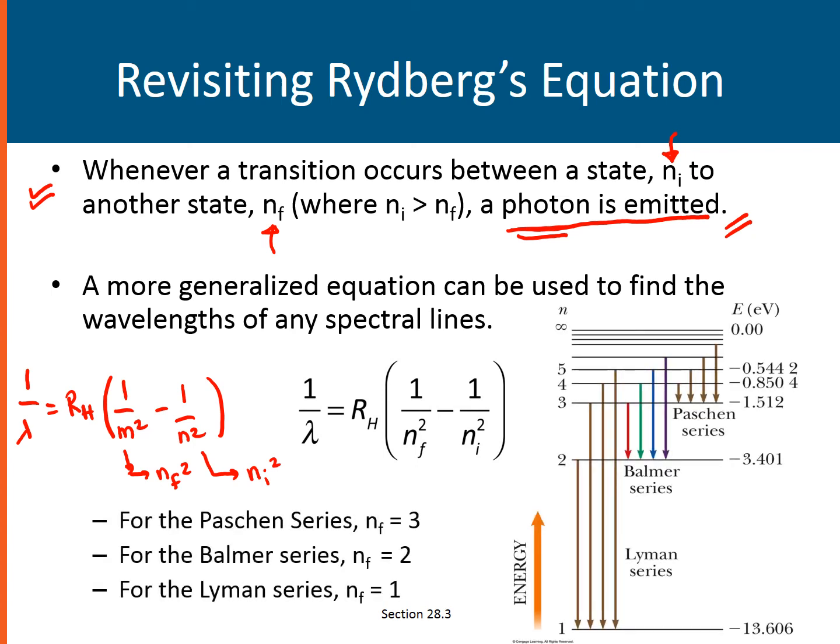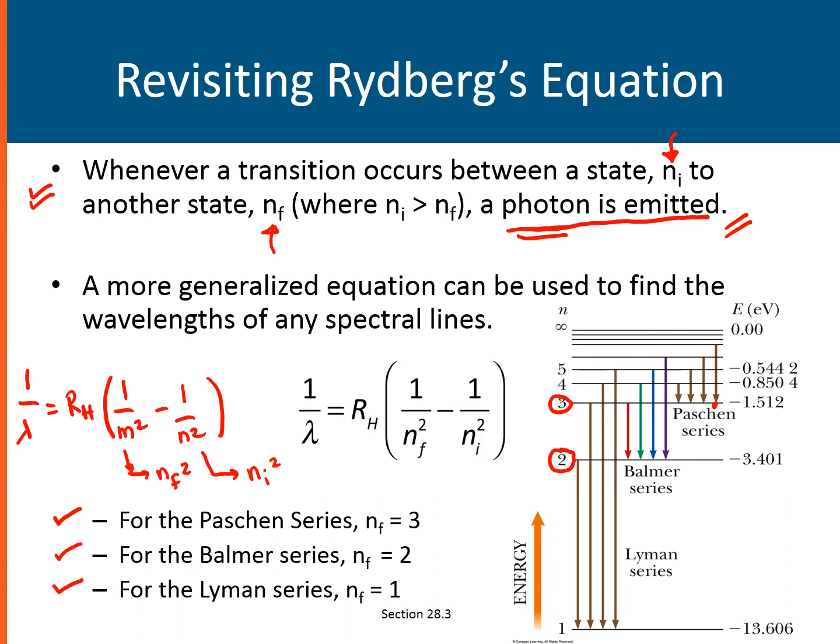And for the Paschen series, n final is equal to 3. So this is actually the final energy level if we talk about the Paschen series. For the Balmer series, the final energy level is the second energy level. And for the Lyman series, the final energy level is the first energy level.